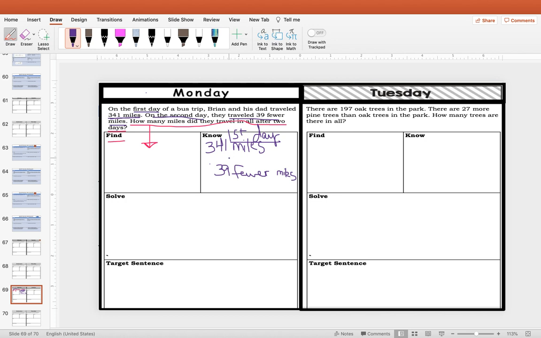So what that means is not that they traveled 39 miles. It means that they traveled 39 fewer miles than they traveled on Monday or on the first day. So this really is, after squeezing it over here because I didn't leave enough space, 39 fewer than the 341 miles from day one. So this is the first day and this is the second day.